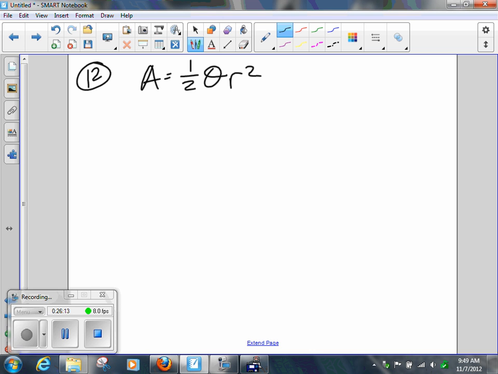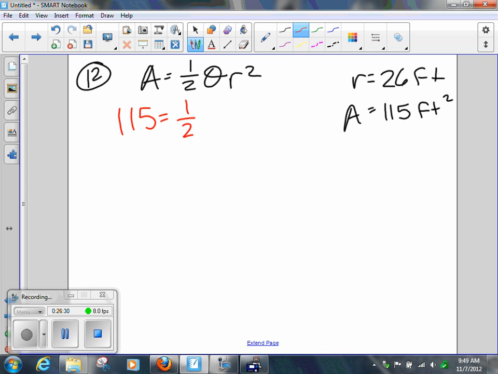We're given that the radius is 26 feet. The area is 115 square feet. We have to find the central angle in degrees. So 115 equals 1/2 of theta times 26 squared, right?